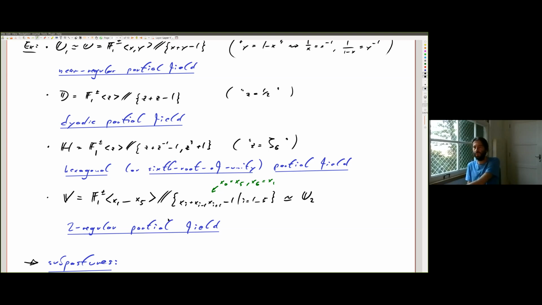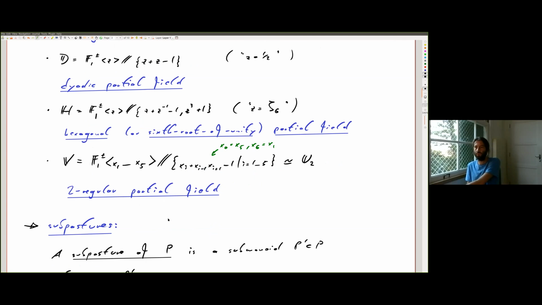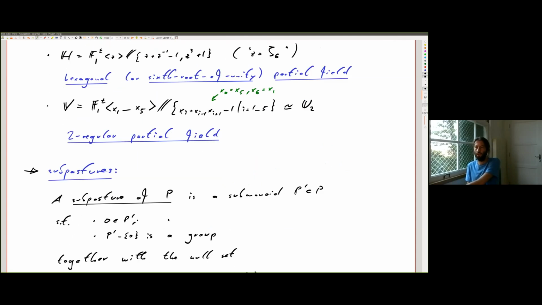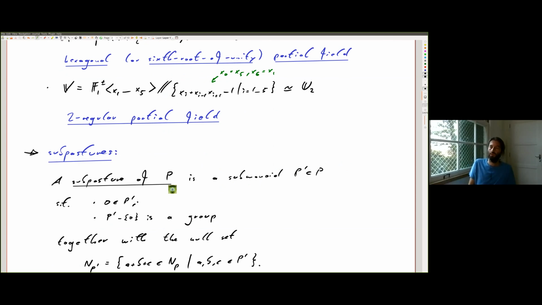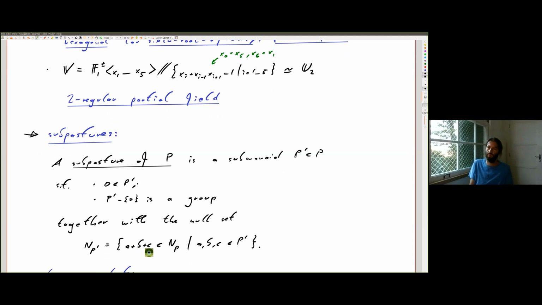So the next thing that I want to consider are subpastures. So a subpasture of a pasture P is simply a submonoid P prime of P that satisfies that the absorbing element 0 is in P prime and that every non-zero element is a unit in P prime. So P prime minus 0 is a subgroup of P star. And the null set is just determined as a restriction of the null set of P. So it just consists of all elements A plus B plus C in the null set of P, such that A, B, C are elements of P prime.